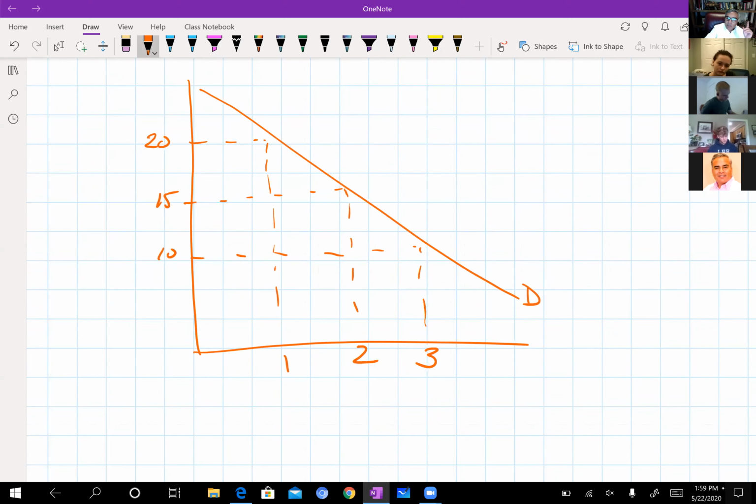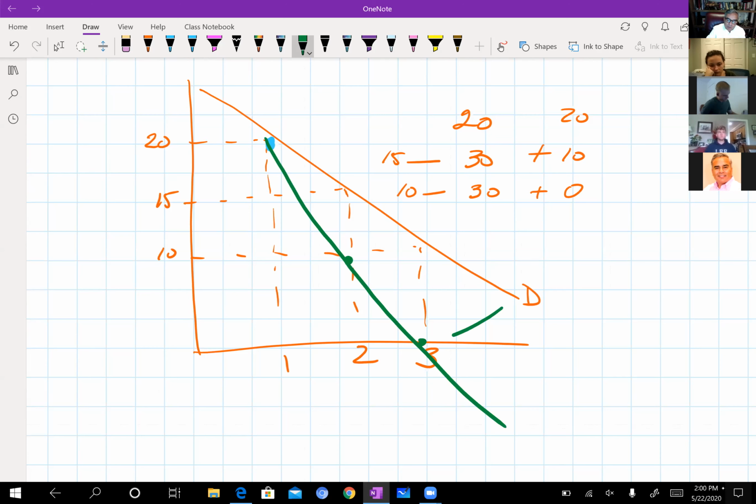So now look what happened to the additional revenue when they lowered the price. At the beginning, they were making $20, 20 times 1. When they lower the price to 15, now they're making $30. So the additional revenue went up by 10. When they lower the price to 10, now they are making $30. How much more do they gain? Nothing. So the first unit brought me 20, the second unit brought me 10, and the third unit brought me 0. As you can see, the marginal revenue separates.